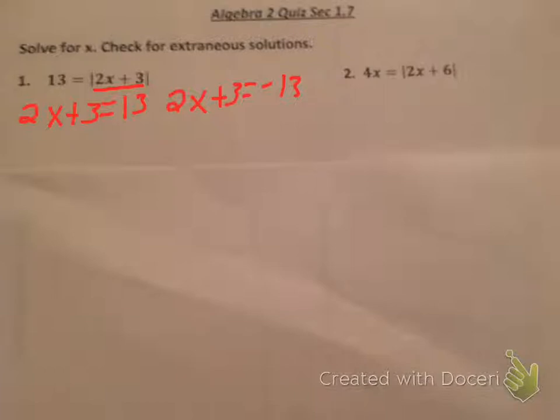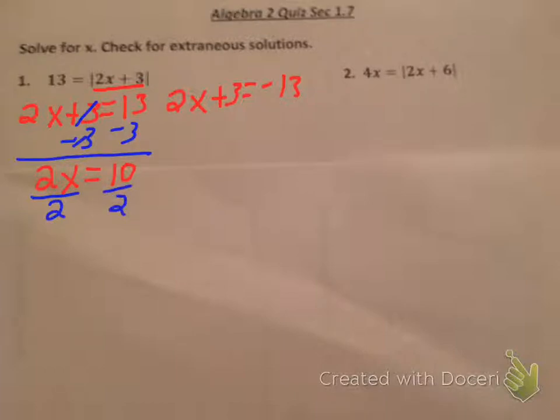So 2x plus 3 equals 13. Start with the plus 3. So that's going to go minus 3 and minus 3. Whenever I do that, the plus 3 and the minus 3 will cancel. And that is going to leave us with 2x on the left side. 13 minus 3 is 10 on the right side. Now that's 2 times x, so I do the opposite. I divide by 2. Divide by 2. The 2's cancel. And that leaves us with x equals, and 10 divided by 2 is 5. So that will be one of your answers for number 1.